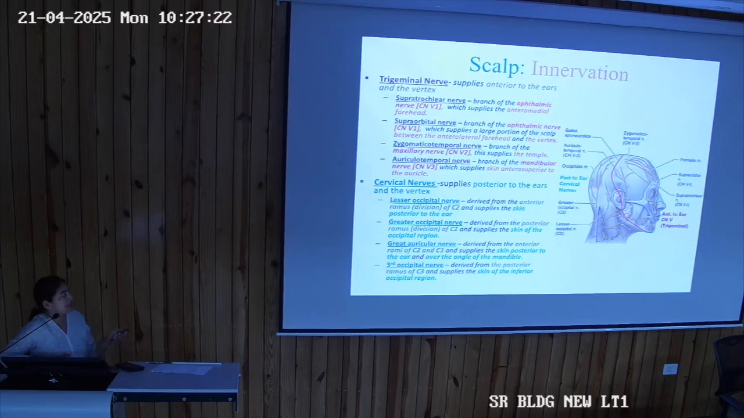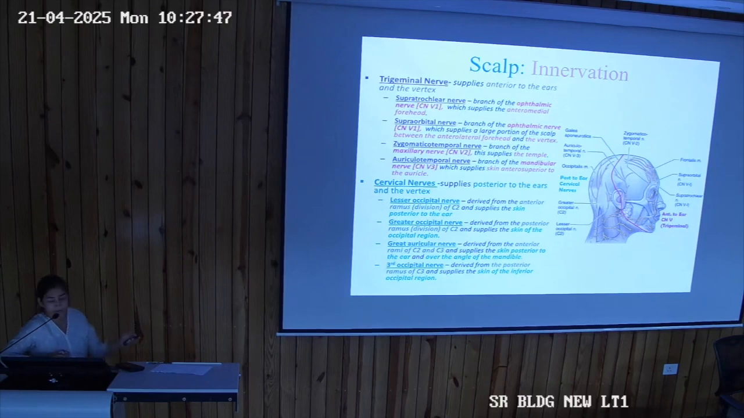Next division, the maxillary division, has the zygomaticotemporal nerve, which supplies the temple region. Next is the auriculotemporal nerve. This is a branch of the mandibular nerve, which is a branch of the trigeminal nerve. It supplies the skin anteroposterior to the auricle. All these branches are sensory in nature.